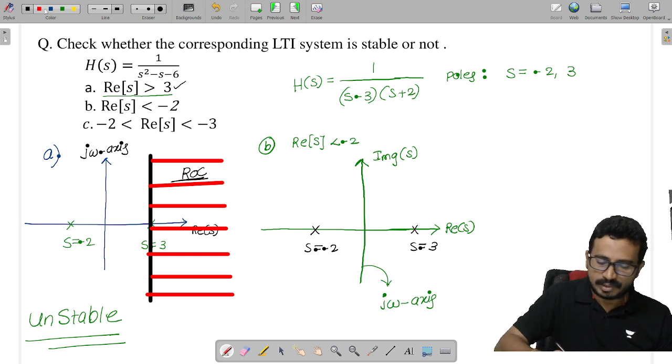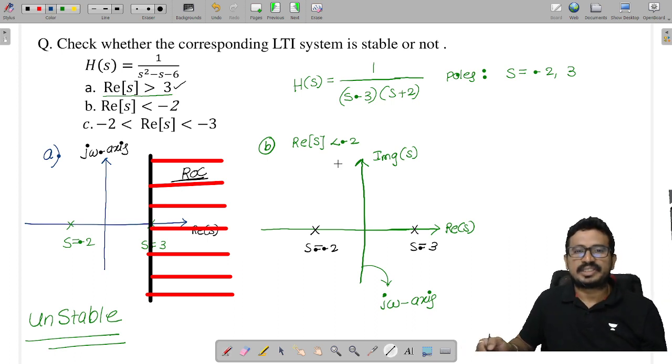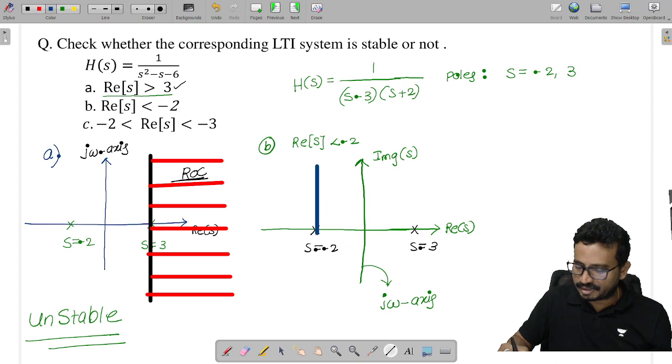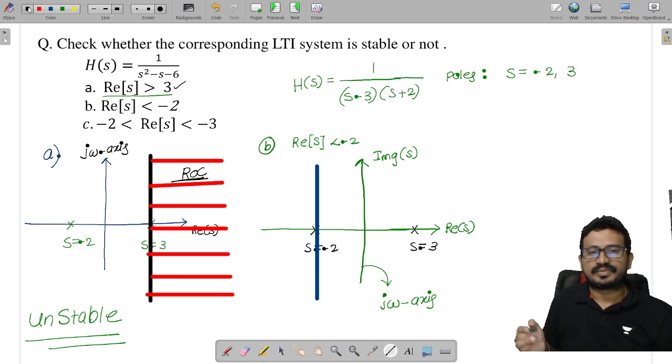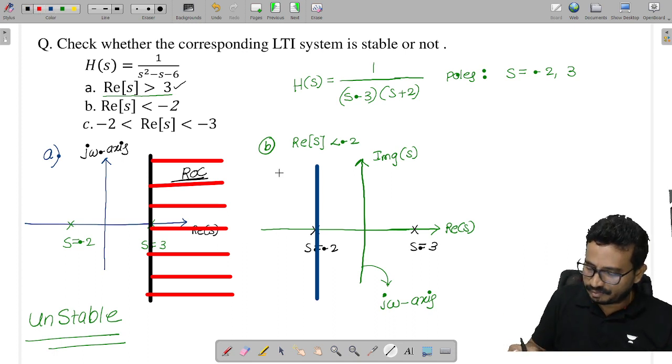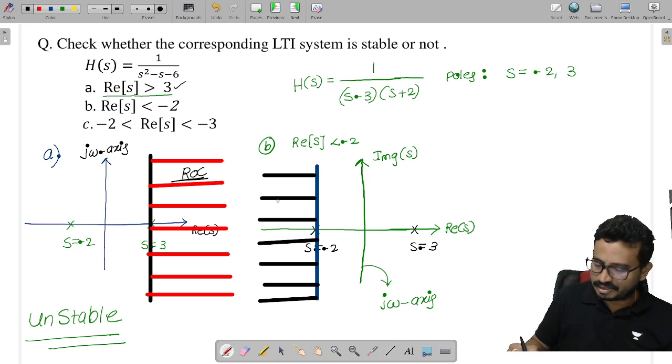Right? Now you tell me in this case what's going to happen. So this ROC is less than -2. Tell me, the ROC is less than -2. So means left side or right side, you tell me. Left side. So which is like this now here. This is my ROC. Smaller than -2 means like this, the left side. Right. This is the ROC.